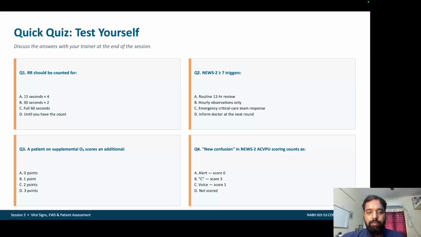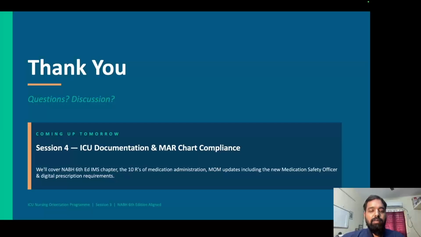The next session will be Session 4, regarding ICU documentation and chart compliance. We will cover the NABH 6th edition IMS chapter and the 10 rights of medication administration, and the new inclusion of the medication safety officer and digital prescription requirements.